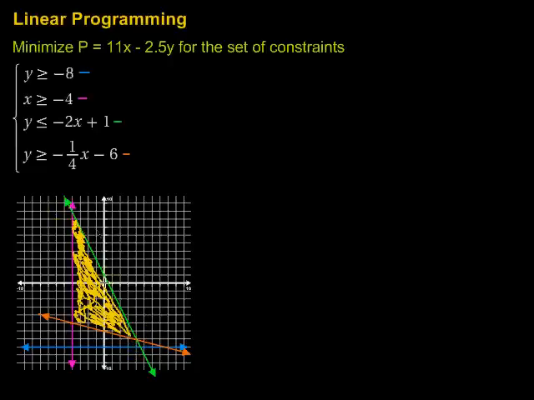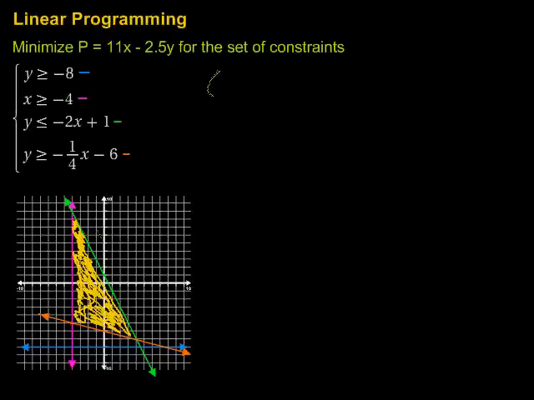This point right there, if we go over 1, 2, 3, 4. So it's 4, and then 1, 2, 3, 4, 5, 6, 7. So 4, 7 is that first point there on the bottom.